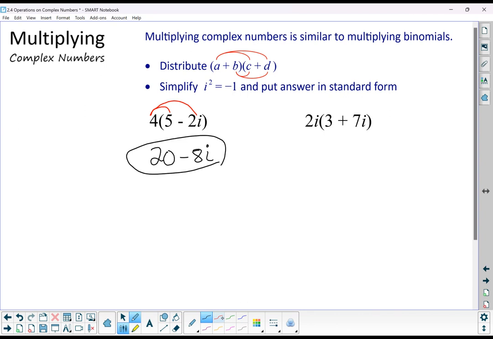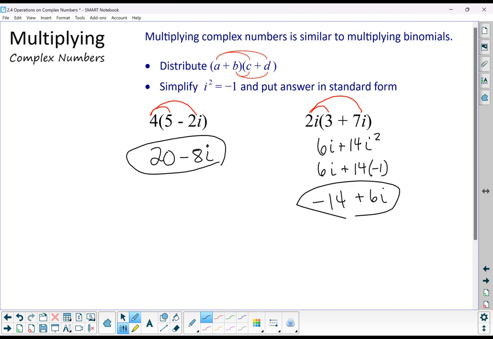But now we're going to multiply by 2i. So 2i multiplied by 3 gives us 6i. 2i multiplied by 7i gives us 14i squared. Now, I don't want to leave my answer like this because this is not in standard form, and we know that i squared is equal to -1. So this is the same as 6i plus 14 multiplied by -1. So that's a -14 real part and a 6i imaginary part.